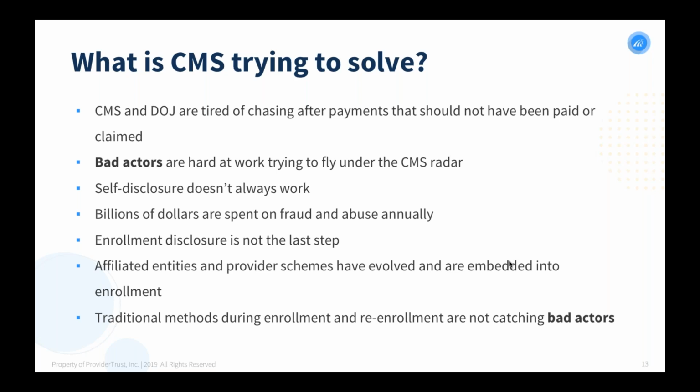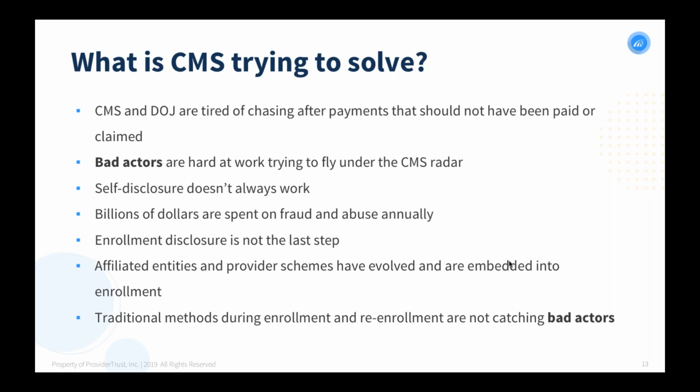Recognizing that self-disclosure doesn't always work, right? Certainly bad actors probably are not reporting on themselves. We know, right, that there are billions of dollars spent every year on the prevention of fraud and abuse, or the oversight or that chase process. They're certainly trying to look at enrollment disclosure not as a last step anymore. We talked about that affiliated entity and trying to understand what the schemes are and what's happening, and getting more information during enrollment. And certainly we're not catching all the bad actors, so trying to think of new ways to find that.